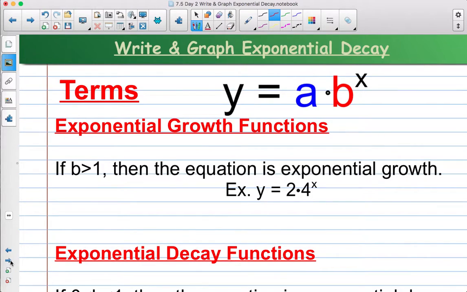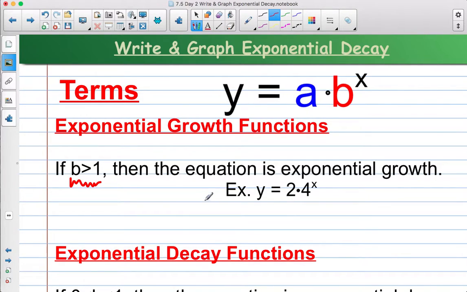Okay. Moving on, this part kind of summarizes what I've been talking about, and then here in a second we'll begin to graph our own. So some terms that I've talked about. A is our y-intercept, and I've already talked about what B is. B is our growth factor. And in order to have exponential growth, our growth factor needs to be bigger than 1. For example, y equals 2 times 4 to the x. This would be exponential growth. We'd be multiplying by 4 at every stage. That would be growth. So if your growth factor B is greater than 1, we're going to get growth. That's what we looked at yesterday.